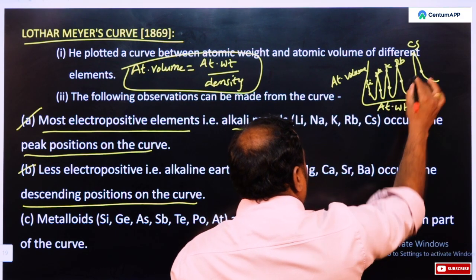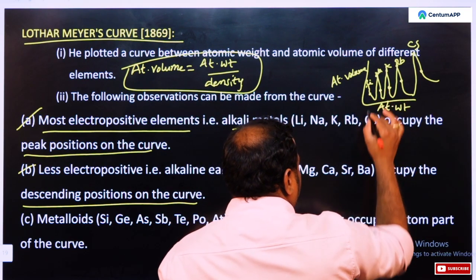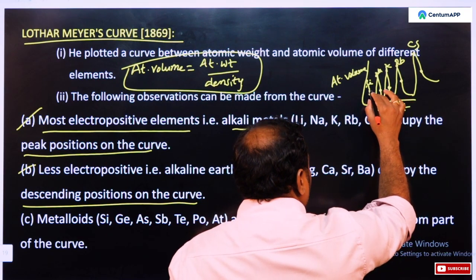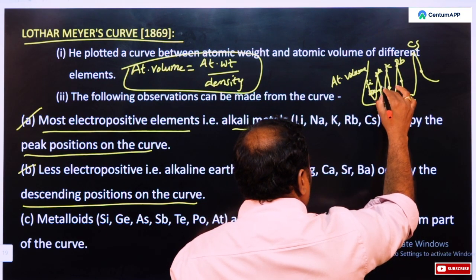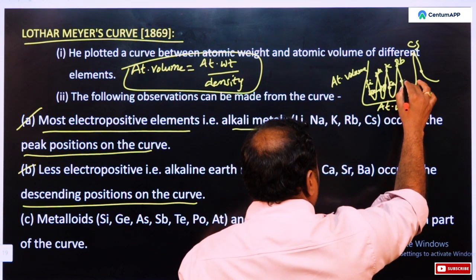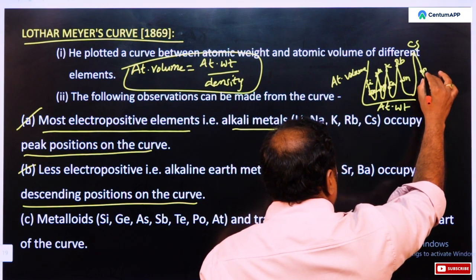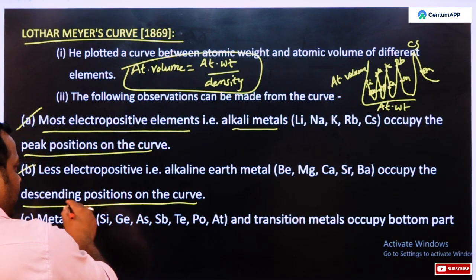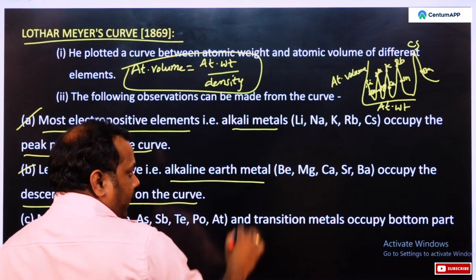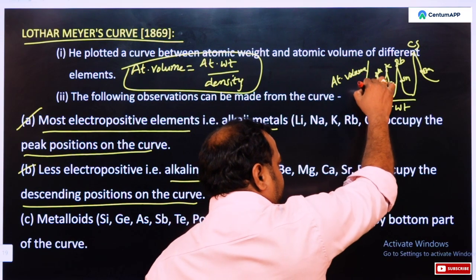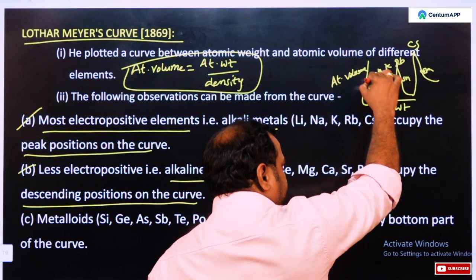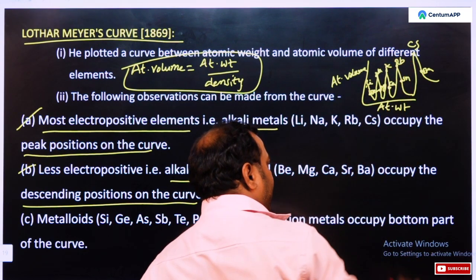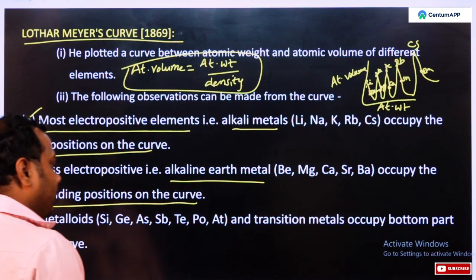Descending position. What is that? Lithium. Second A group elements: beryllium, magnesium, calcium, strontium, barium. These are second A group elements, the alkaline earth metals. These second A group elements, the alkaline earth metals, occupy the descending position of the curve.